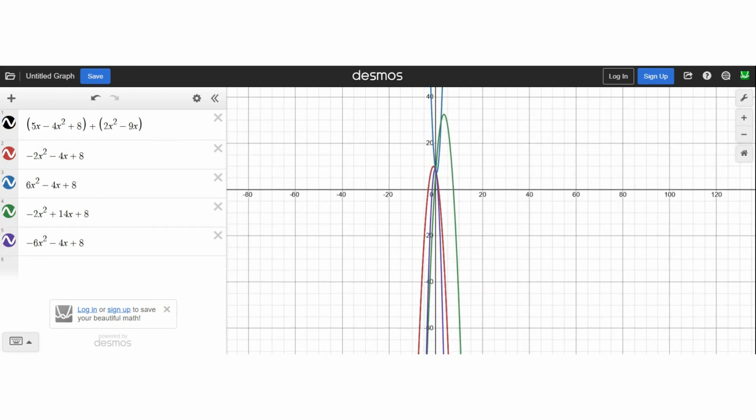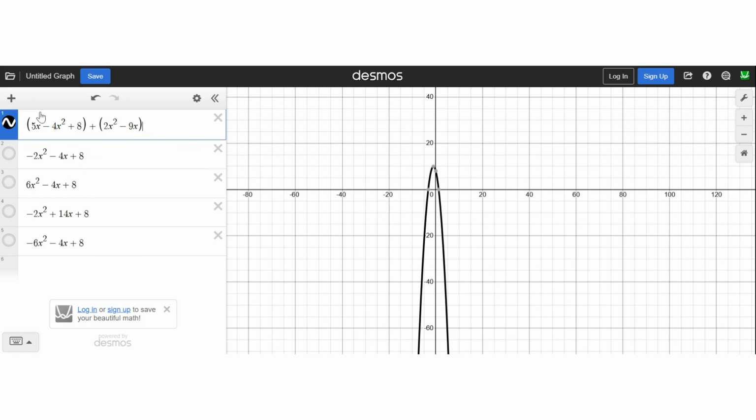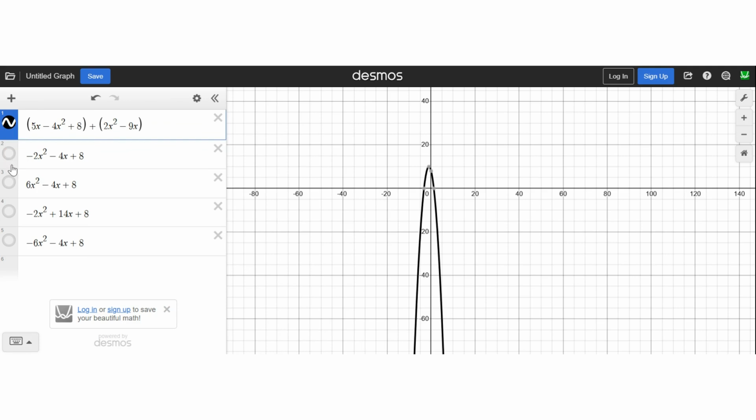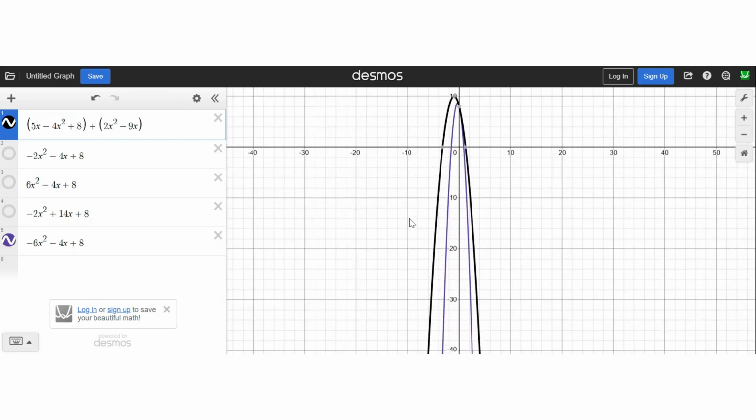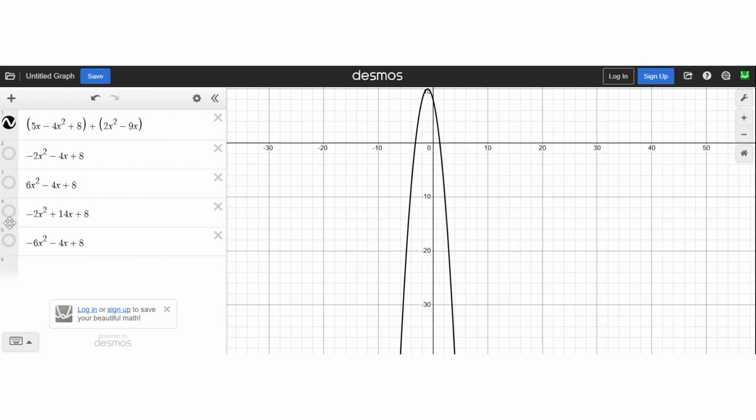So once you type this in, I want you to go ahead and remove these circles so we just see our initial one. What we're looking for, the correct answer is going to overlap this black line exactly. So we go ahead and we get started. Let's do this bottom one. We see the bottom one doesn't overlap exactly, right? So that's not the right answer.